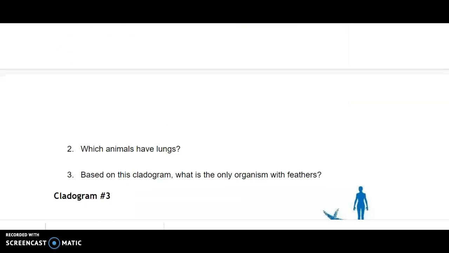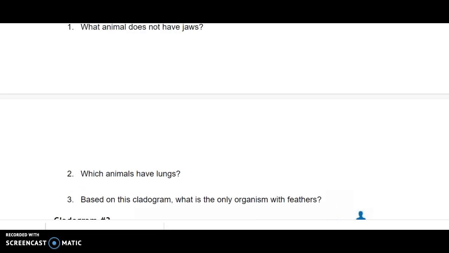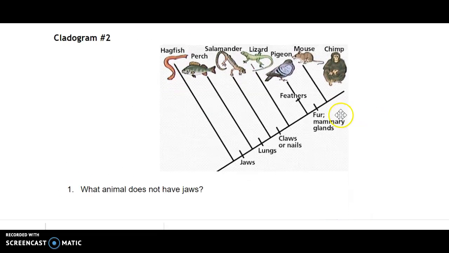Number 3 says, based on this cladogram, what is the only organism with feathers? So according to this cladogram, feathers is right here, so it just goes with the one that's on that branch. So pigeon would be the only one on this cladogram with feathers.